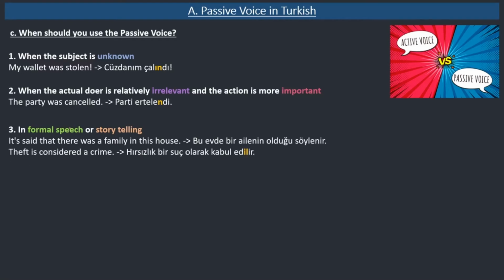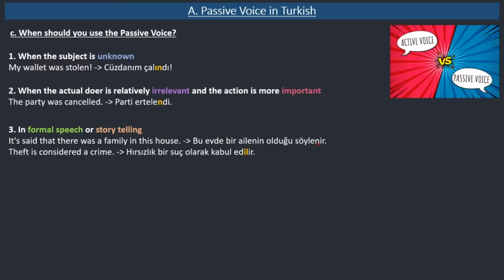Like a formal speech, I mean like an announcement at an airport or public news on TV, and then also in storytelling. For example, this could be a sentence in a story. Once upon a time, it is said that there was a family in this house. Bu evde bir ailenin olduğu söylenir. This N here is the passive voice.